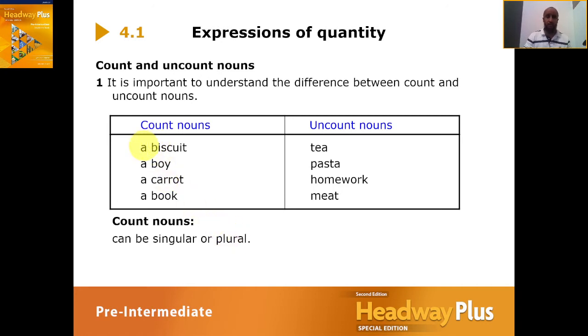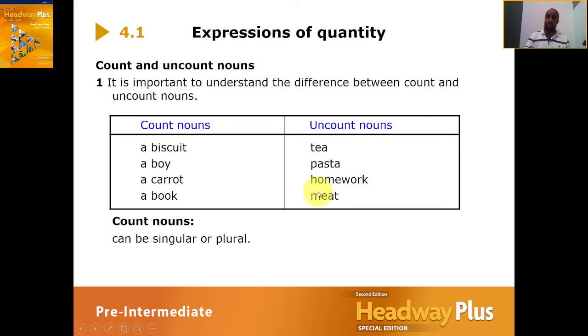For example, a biscuit, that's one. To make it two, we drop the A and add an S: biscuits. Boy becomes boys. Carrot, carrots. And finally, book, books. But I can't add an S to an uncountable noun. I cannot say I have two teas. That's incorrect. I cannot say I have two pastas. All of those we do not use an S.